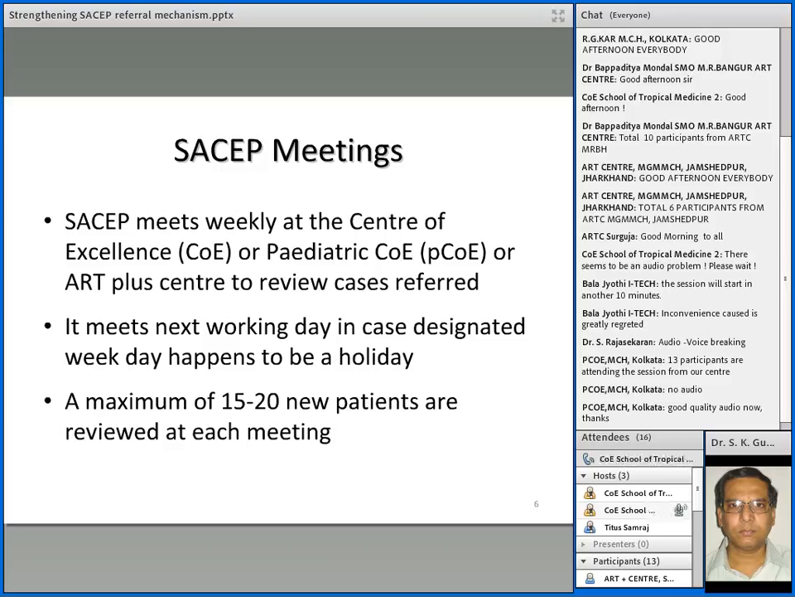Like in COEs, School of Tropical Medicine, it is now being held on every Tuesday. Earlier on we used to start on every Wednesday. Now we are conducting it on every Tuesday.